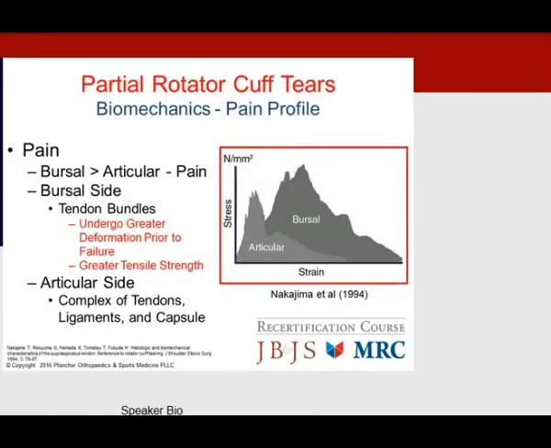Then why do some rotator cuff tears hurt more than others? Please realize, as seen here in the stress-strain curve, that bursal-side tears hurt much more than articular-sided tears. And the reason is the bursal-sided tears and their bundles undergo greater deformation prior to failure because they have greater tensile strength. Therefore, pay attention when a bursal-sided tear occurs or when pain is present by the patient. Articular-sided tears, as we say, are more often than not silent.